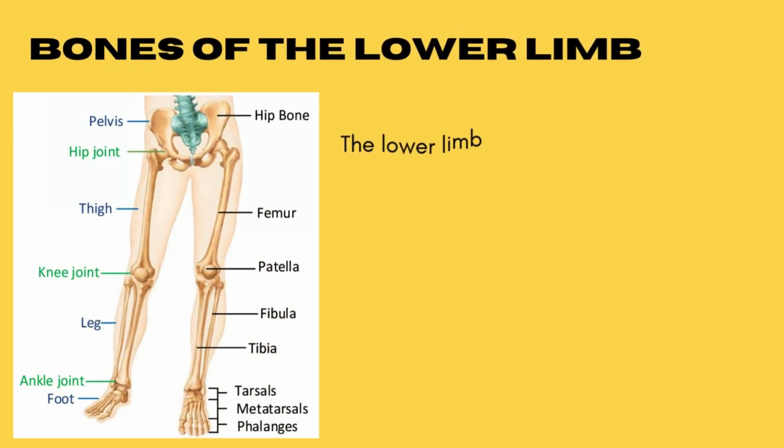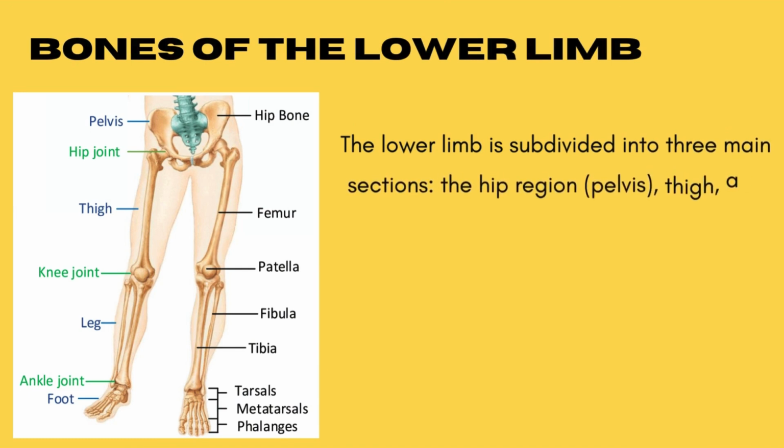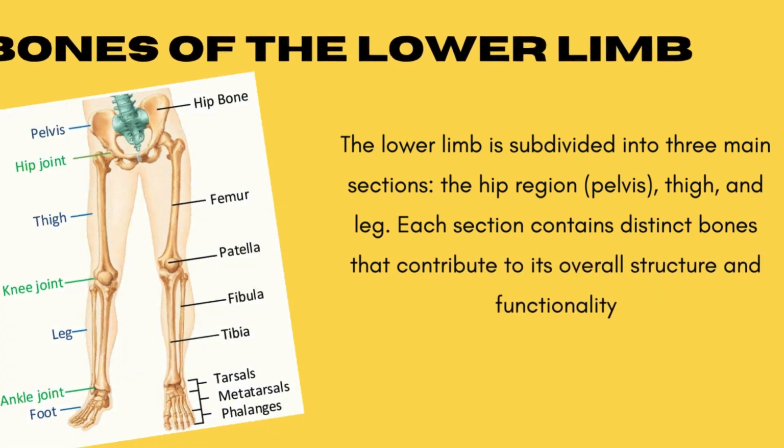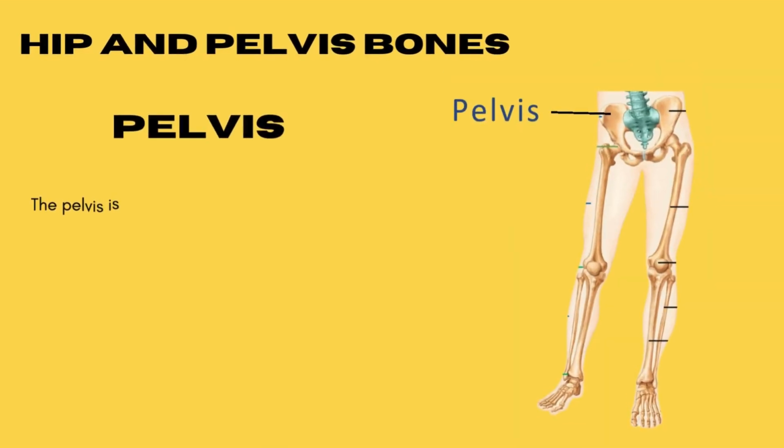Bones of the lower limb. The lower limb is subdivided into three main sections: the hip region (pelvis), thigh, and leg. Each section contains distinct bones that contribute to its overall structure and functionality. Hip and pelvis bones. Pelvis.